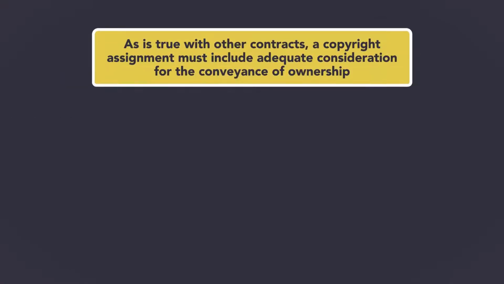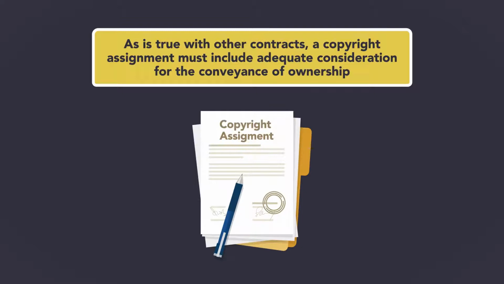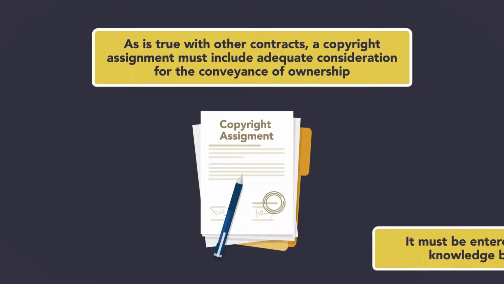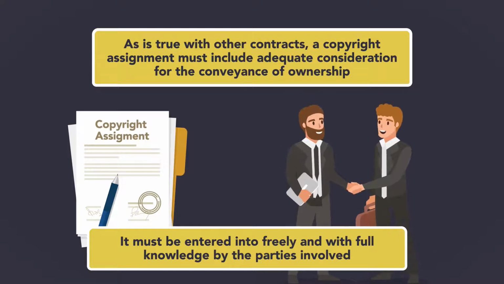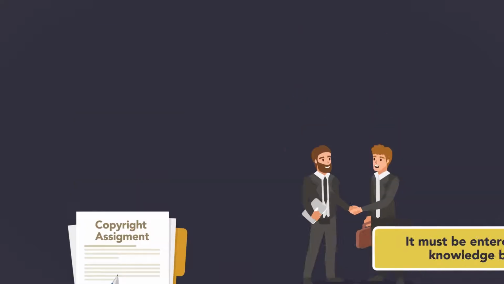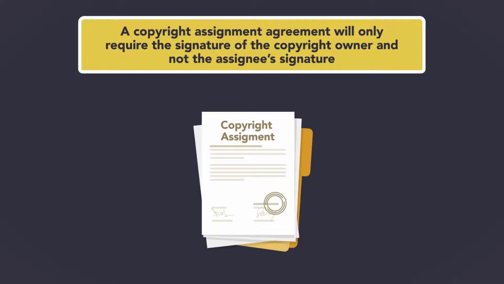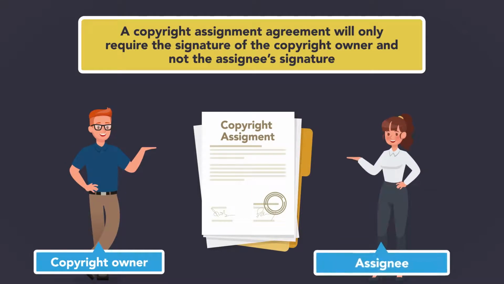As is true with other contracts, a copyright assignment must include adequate consideration for the conveyance of ownership, and it must be entered into freely and with full knowledge by the parties involved. A copyright assignment agreement will only require the signature of the copyright owner, and not the assignee's signature.